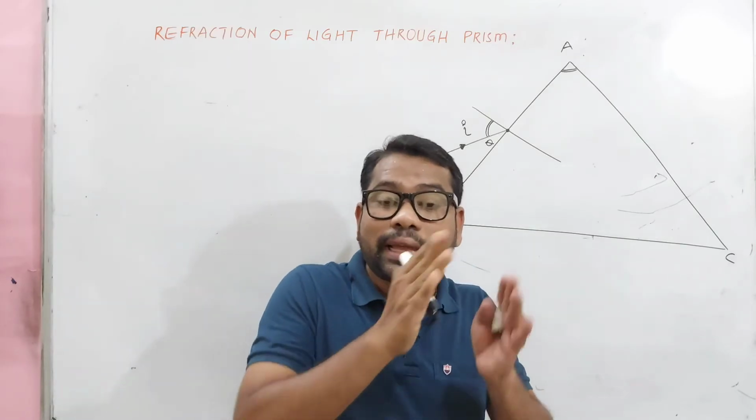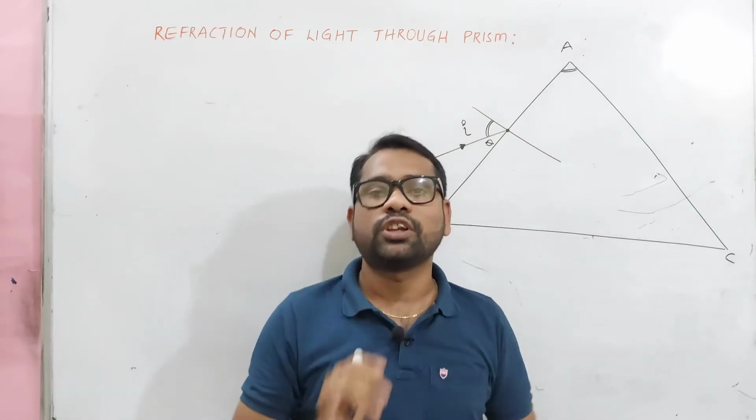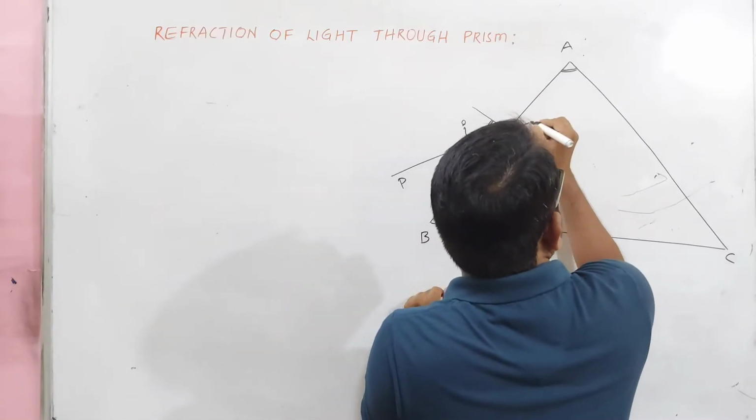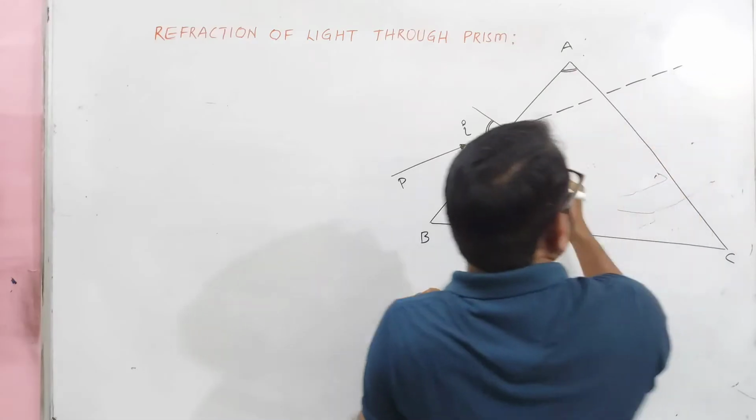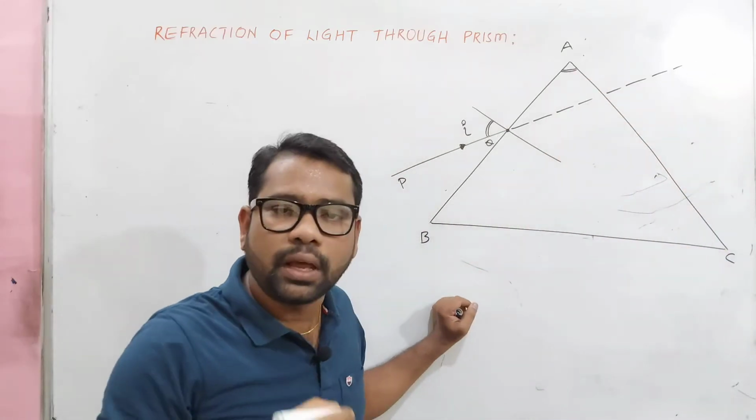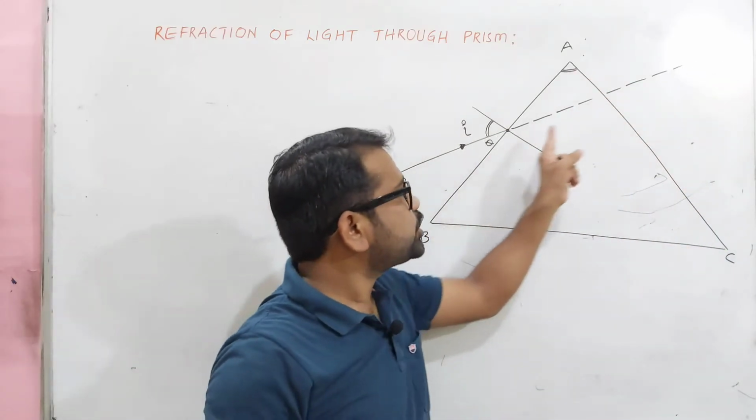It can travel, it can bend towards the normal. So dear children, if there was no prism, what would happen? This light would have traveled along like this. So this is the original path of the light ray. If there was no prism, light would have traveled along a straight line path.